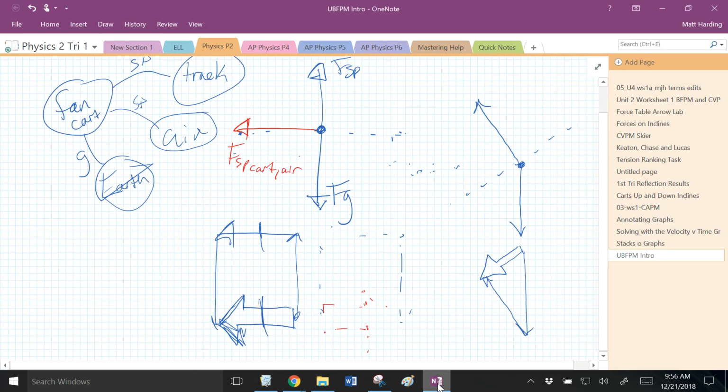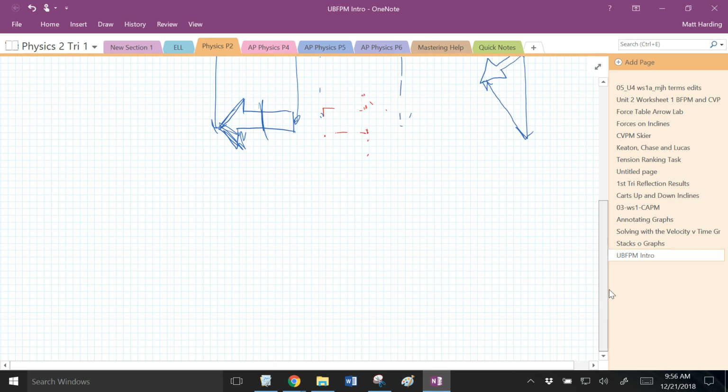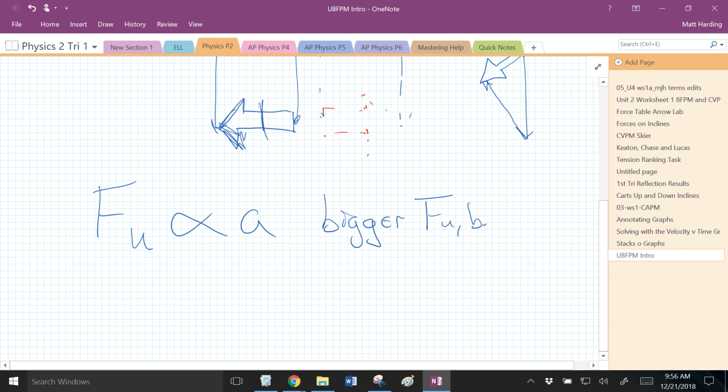It seems like, oh boy. What do I want to say here? FU and acceleration are proportional, okay? Bigger FU, bigger acceleration. All right, anything else you can think of that will change that slope?